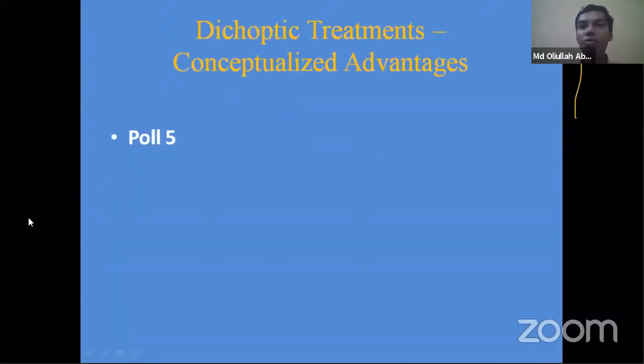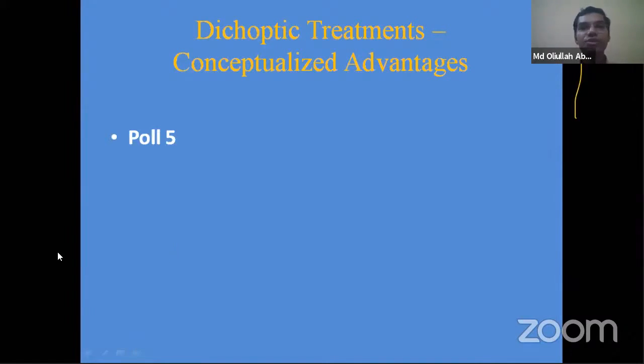So by now, when we have talked about the neuroscience and the process of dichoptic therapy, even before we go into the concept of dichoptic therapy, let us understand what all the probable advantages are that dichoptic therapy can have in this amblyopia management protocol. Okay, good to go. So let us show you the results.